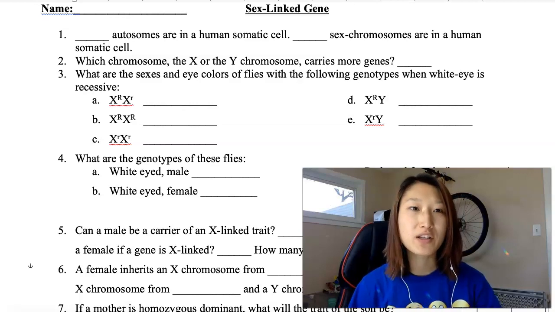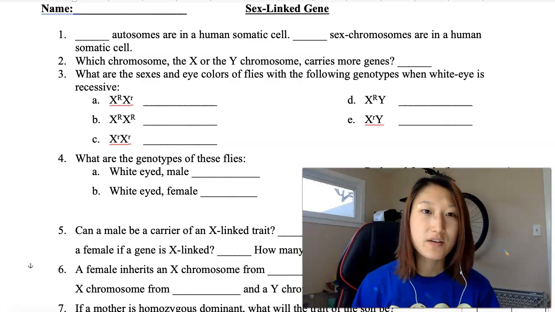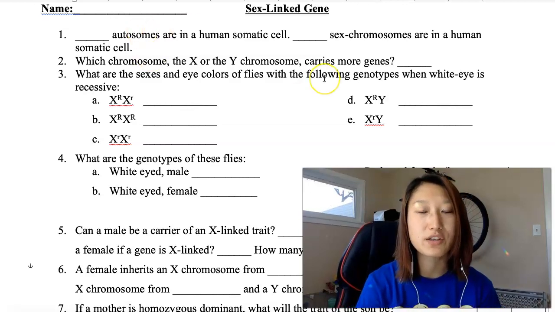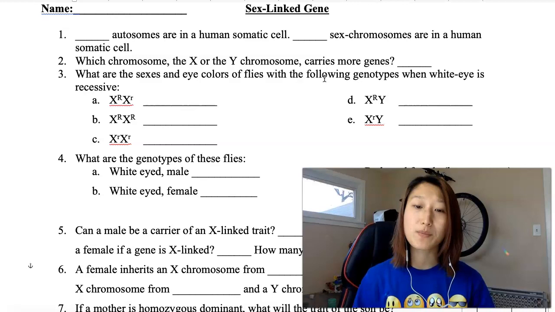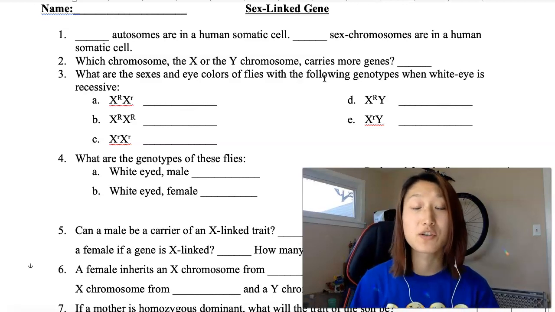Hello everyone, in this video we're going to talk about how we can answer certain questions for non-Mendelian genetics. The first question is how many autosomes are in a human somatic cell? So in a human somatic cell, as you should have already known, there are 23 pairs of chromosomes in total.